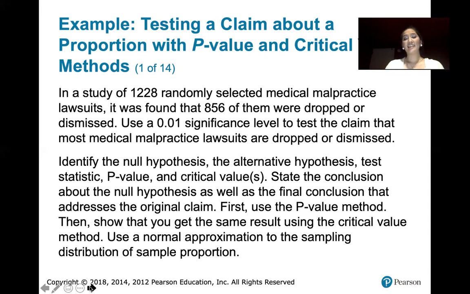If you have a two-tailed test, you'll have two of them. And then we'll want to state a conclusion about both the null hypothesis and a final conclusion that addresses the original claim. First, we want to use the p-value method, and then we want to show that we're going to get exactly the same result using the critical value method. In both cases, we want to use that normal approximation to the sampling distribution of the sample proportion.